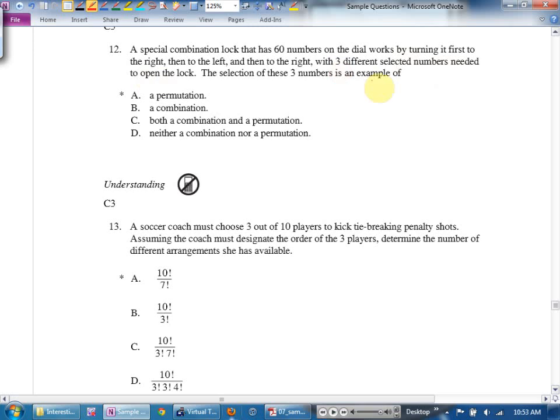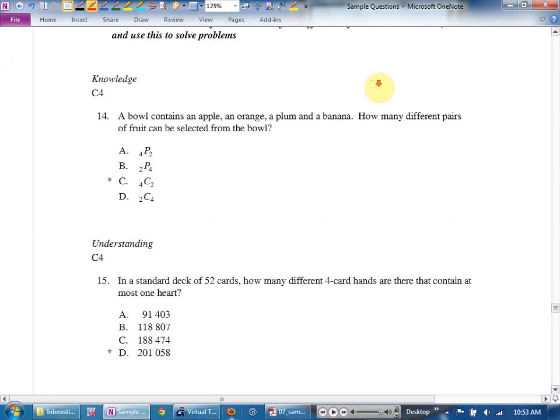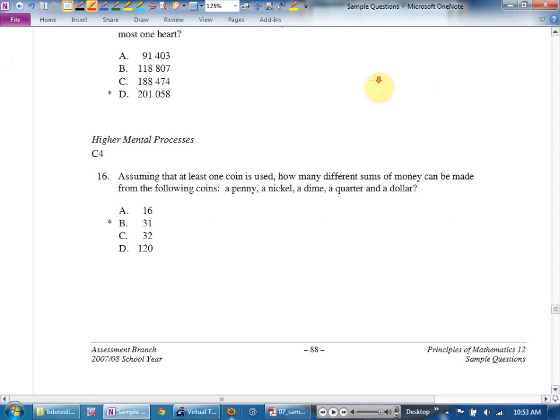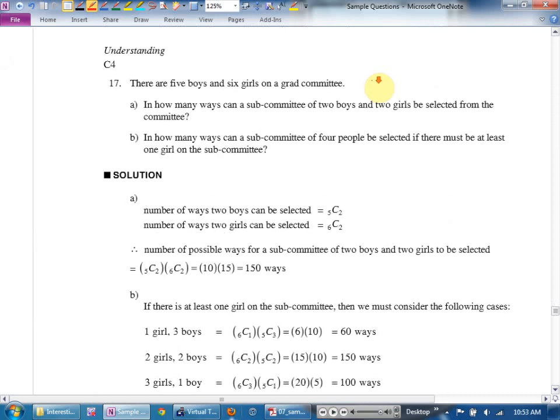So the classic written questions, committee questions: 5 boys and 6 girls on a grad committee. I'll be honest, this hasn't shown up on the written recently because they emphasized other units more. But if order doesn't matter, bucket. So 2 boys and 2 girls. Boys, girls, 5, 6. We want 2 and 2. 5 choose 2, 6 choose 2, 150 ways.